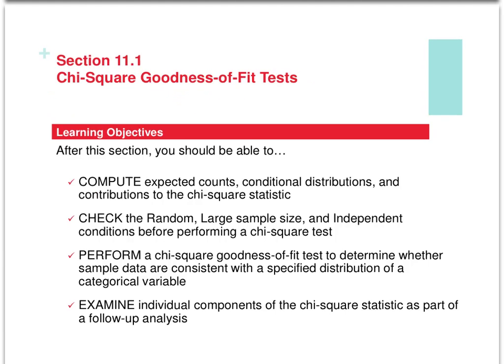Now the specific learning goals are here. Compute expected counts, conditional distributions, and conditions for chi-squared. Check random, large sample size, and independent, just like we did with random, normal, and independent. So the difference here is large sample size, and that's very much like the normal condition, and then still independent and random. Be able to perform a chi-squared goodness of fit test to determine if the specific distribution meets a distribution that we believe it might meet. Examine individual components to figure out which one contributes the most to the difference, if you see a difference.